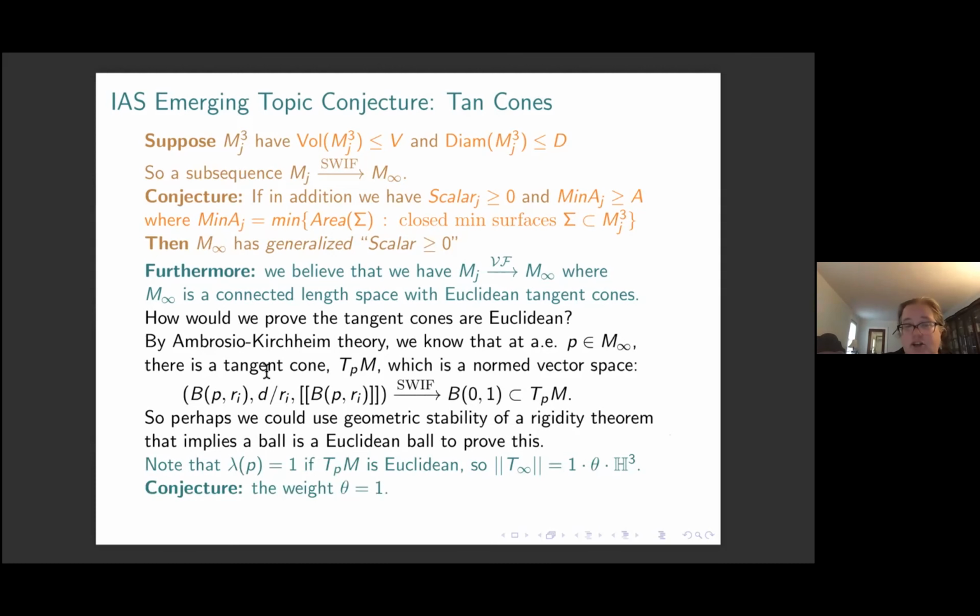But the conjecture also at IAS includes that the weight should be 1. All the examples where the weight went up involved tunnels that were increasingly tiny, and we are forbidding ourselves to have such increasingly tiny tunnels. So the conjecture made at IAS is that, in fact, the weight is 1. So if the weight is 1, then now our mass measure exactly is Hausdorff measure of dimension 3.